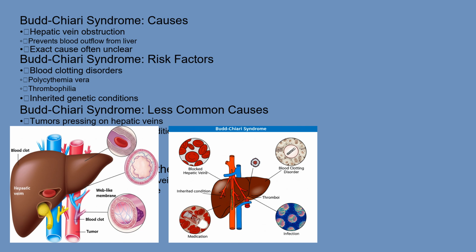In some instances, a web-like membrane may form within the hepatic veins, obstructing blood flow. It's also important to remember that in a significant number of cases, the underlying cause remains unidentified, which we refer to as idiopathic Budd-Chiari syndrome.